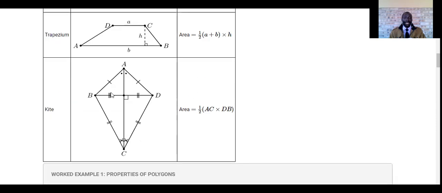of a square. Then the other polygon we will also be looking at is called a kite. So a kite is a polygon of this shape with what?